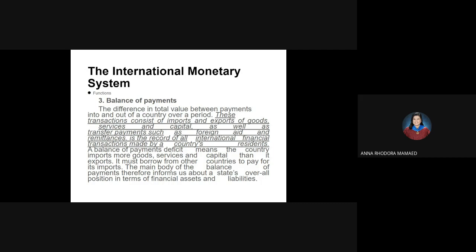A balance of payments deficit means the country imports more goods, services, and capital than it exports. It must borrow from other countries to pay for its imports. The balance of payments, therefore, informs us about the state's overall position in terms of financial assets and liabilities.